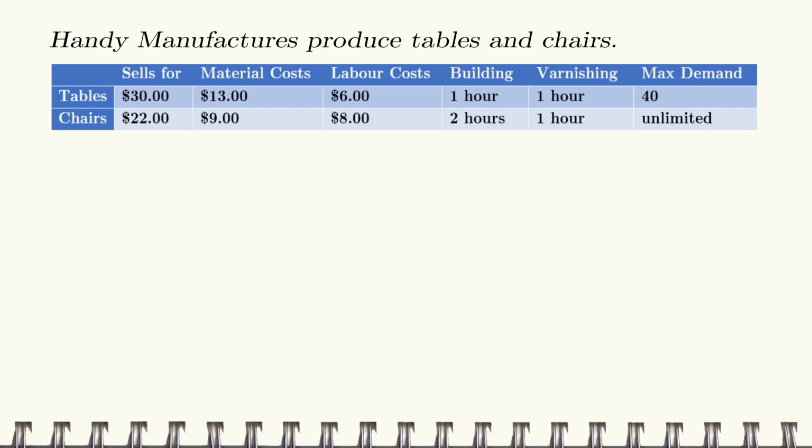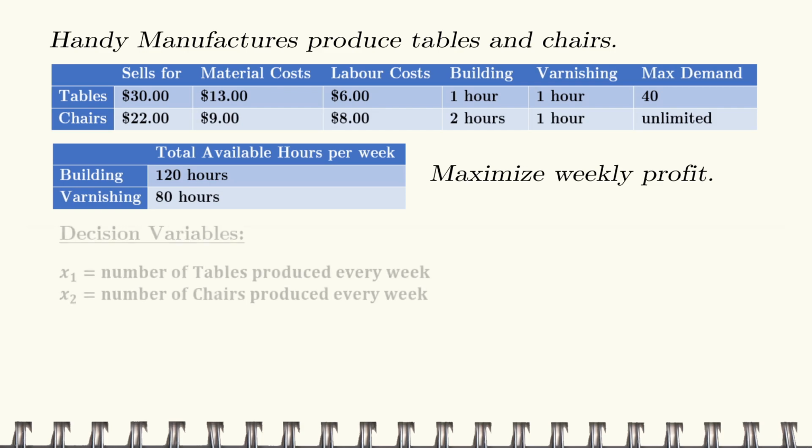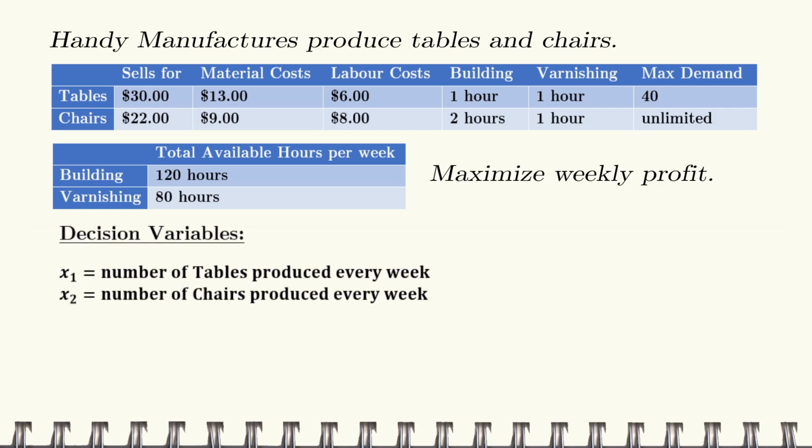Handy Manufacturers may produce as many chairs as they'd like, but only 40 tables per week. In any given week, there are only 120 hours available for building purposes and 80 hours for varnishing purposes. The question now is how many tables and how many chairs should Handy Manufacturers produce in order to maximize their weekly profit? The unknowns that we want to solve are the number of tables and the number of chairs.